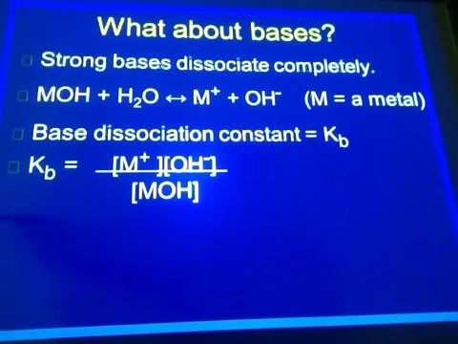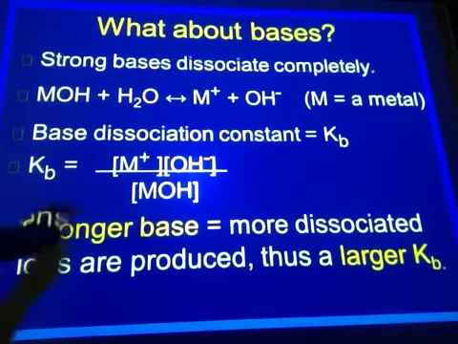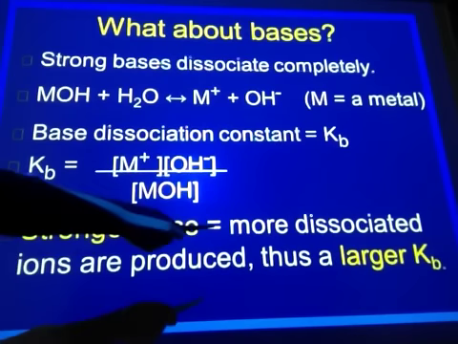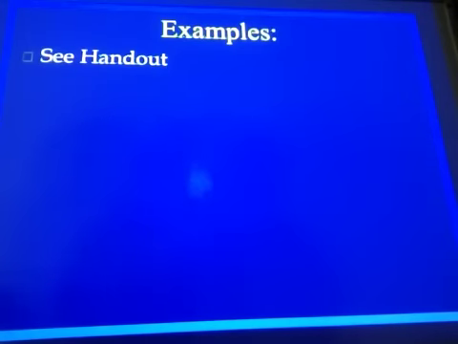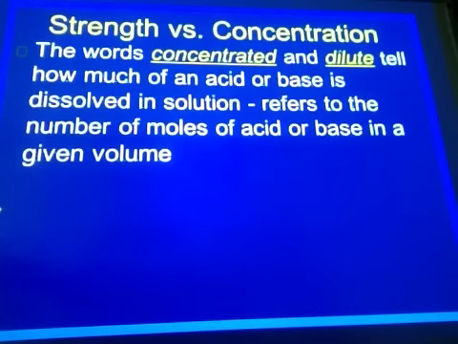Now, let's do, I think we have some examples here. Also, this will be a stronger base if Kb is larger. It means I'm producing more ions. So the more ions, the more ionization that's happening, the stronger the base. And that's why we get our strong acids and strong bases, because they completely ionize. Okay, I have on here a handout, but let's do an example.